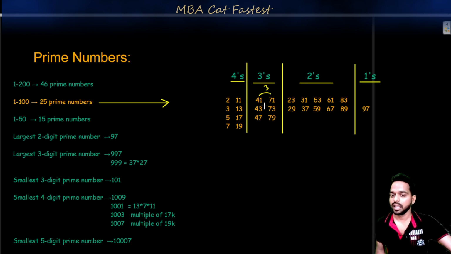So you can remember that there are only three lines which have 3 prime numbers, which are these, and the rest have 2 prime numbers each in them: 23, 29, 31, 37, 53, 59, 61, 67, and so on. And the last line, the 90s, has only one prime number, and it is the largest two-digit prime number, 97. Getting it?